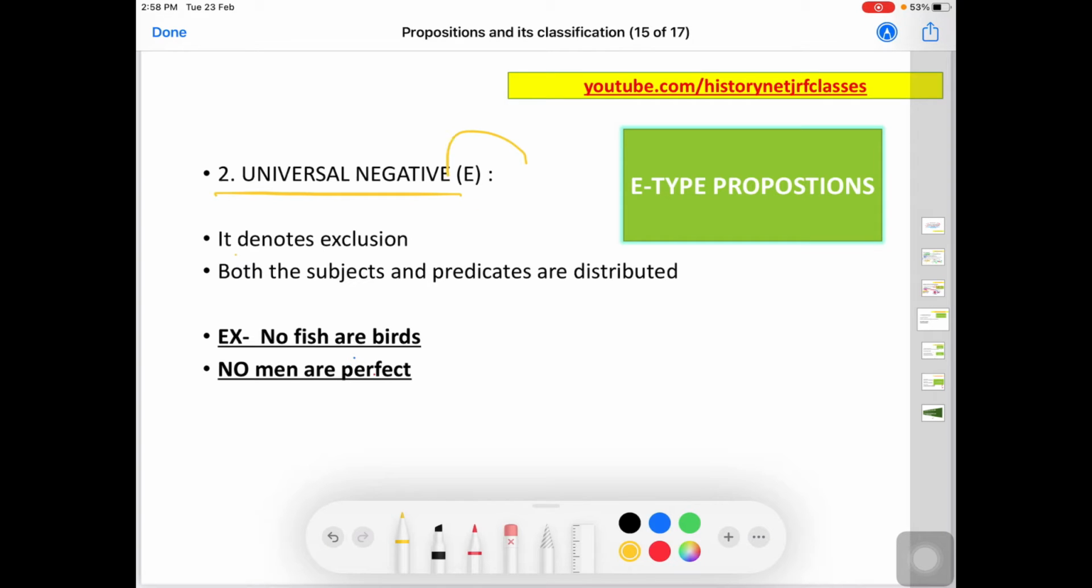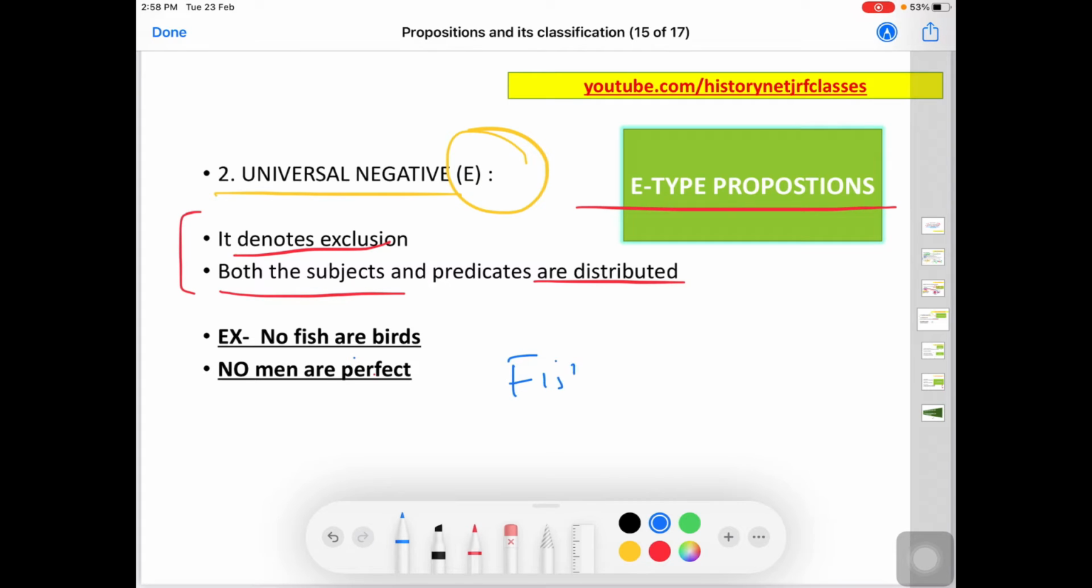Next we have universal negative. It is denoted by E, which is why it is also known as E type proposition. It denotes exclusion, and in this both the subject and predicate are distributed. We will understand these two qualities with the help of an example. Here we have the example: no fish are birds. This is the whole class of fish and this is the whole class of birds, right?